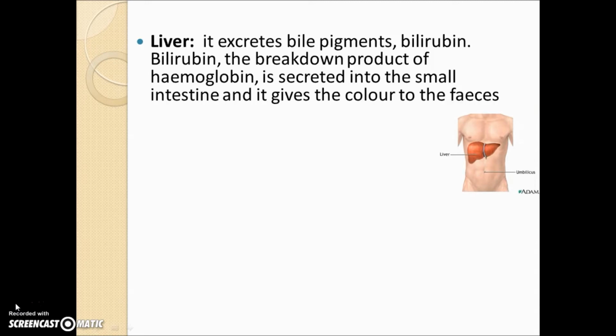We can also consider liver as an excretory organ, as it excretes bile pigments coming from bilirubin. Remember that bilirubin is the product of the breakdown of the hemoglobin, and this bilirubin will be transported to the gallbladder and then secreted into the small intestine to emulsify the fats, and it gives the color to the feces.